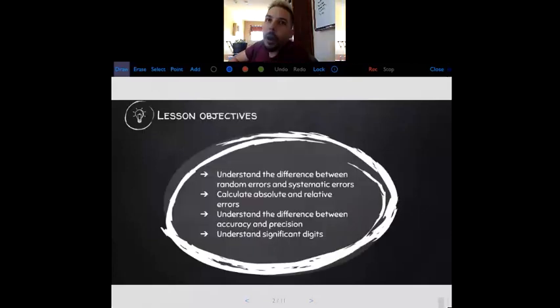So in this section, we talk a lot about error and the uncertainty of certain calculations that we are regularly taking. In this process, we want to make sure that we understand the difference between random errors and systematic errors. We're also going to calculate absolute and relative error, which is very similar to absolute and relative change, which we discussed in 3A. We're going to discuss the differences between accuracy and precision. That's probably the most important idea of this section, the most important concept for sure. And then lastly, we're going to understand significant digits as well.